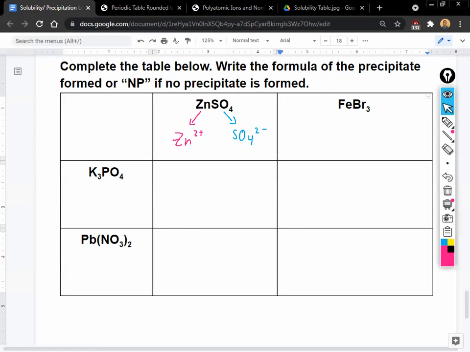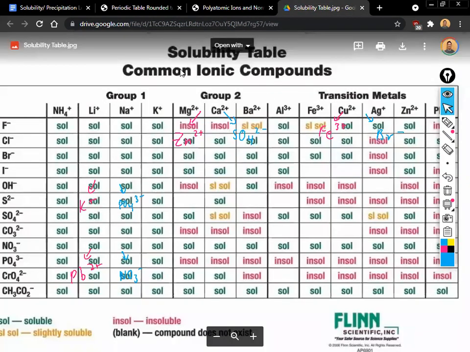All righty, guys. Let's go through the table and break everything apart. For Fe, you should have gotten Fe3+. For Br, you should have gotten Br-. For K, you should have gotten K+. For PO4, you should have gotten PO4 3-. For Pb, you should have gotten 2+. And then for NO3, you should have gotten -1. I got all of these just by looking at the solubility table, so make sure that you guys refer back to it.